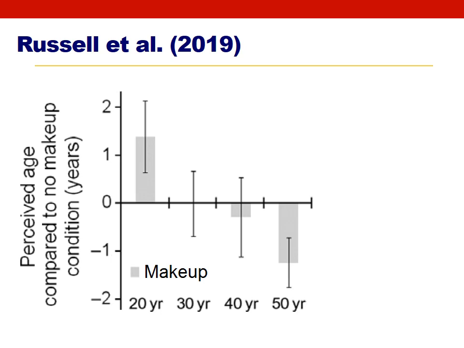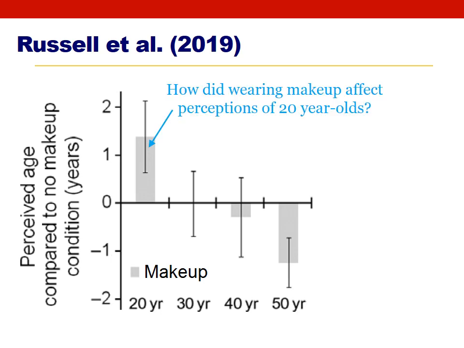What this graph is showing you is for each of the 4 age groups, 20, 30, 40, and 50 years old, how old was that woman perceived to be in comparison to how old she actually was. You see that some of the bars stick above the axis, some of the bars don't leave the axis at all, and other bars stick below the axis. What happened in this study is that if a woman was 20 years old and wearing makeup, she was actually perceived as older than a 20-year-old who wasn't wearing makeup.